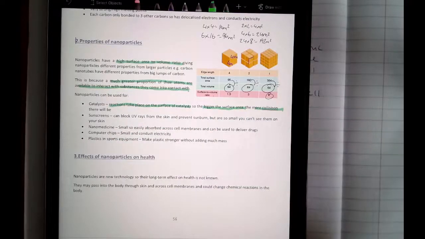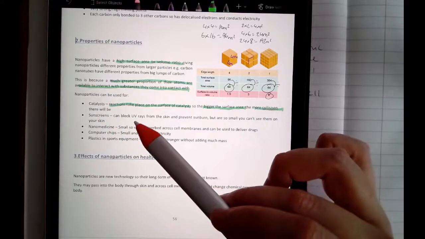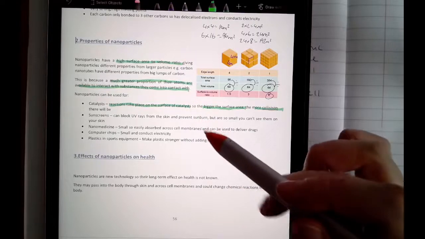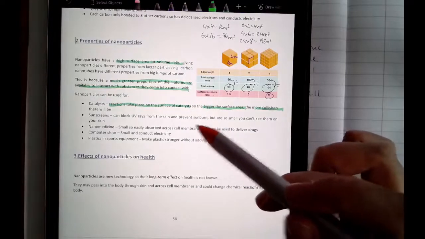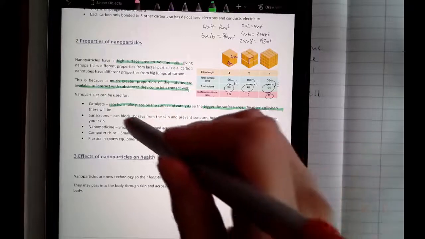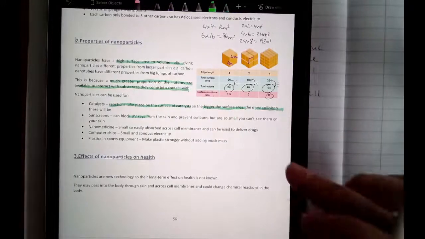Something else nanoparticles can be used for, and this does get asked quite a bit, sun creams. So sun cream blocks the UV rays from the skin, which prevents sunburn, also prevents skin cancer. If you're answering this question, you have to mention that it blocks UV rays. If you just say it blocks the sun from your skin, you're not going to get the mark. You have to specify the type of ray.